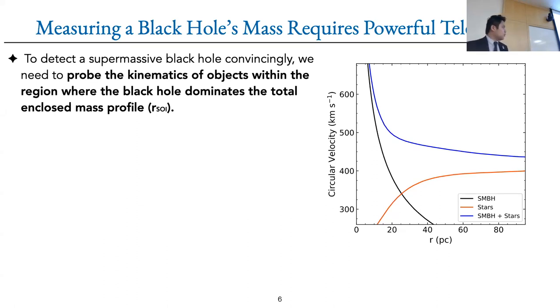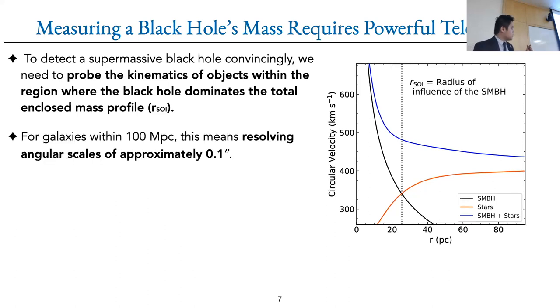The red orange is where it would be if it was under the influence of just the stars. And then the blue is the theoretical curve you would observe due to the combination of the two. And so really what we need to do is probe on scales that are within what is known as the black hole's radius of influence.